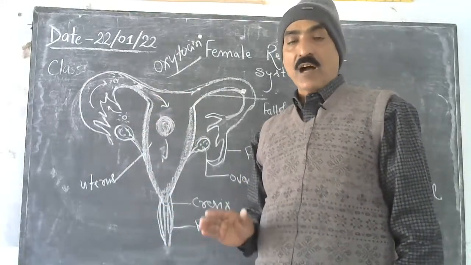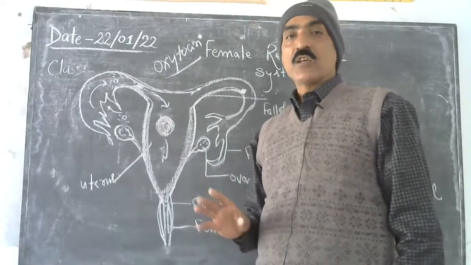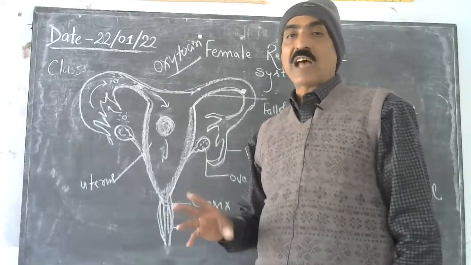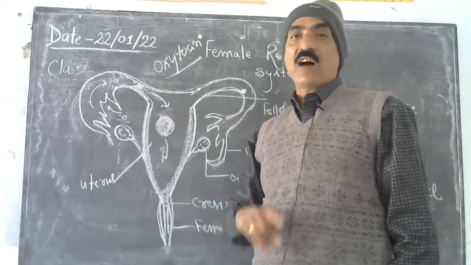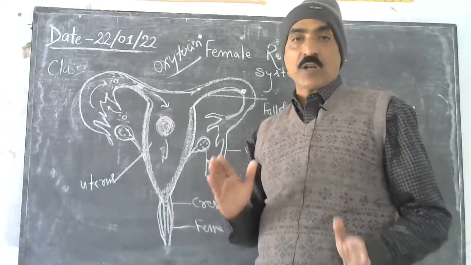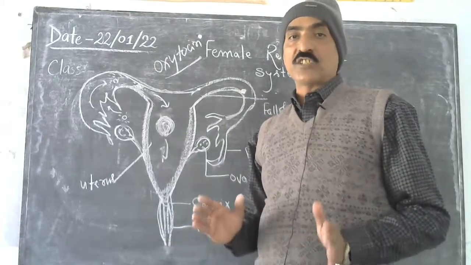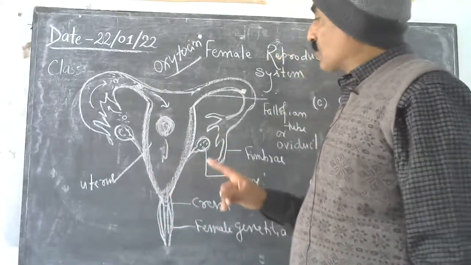As it occurs in a repeated way, it is called the menstrual cycle. As it occurs in a cyclic way after every 28 days in the reproductive life of the female, this is called the menstrual phase.